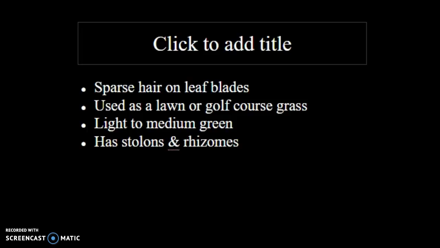Like I said, it's a lawn or a golf course grass. It's light to medium green, pretty desirable coloring for a golf course. And it has stolons and rhizomes. Now what rhizomes are is basically the opposite of stolons in the fact that instead of going above ground to send those shoots, it's actually going to send those shoots below ground. That's how it's going to go ahead and reproduce itself. But Bermuda grass is unique because it has stolons and rhizomes.